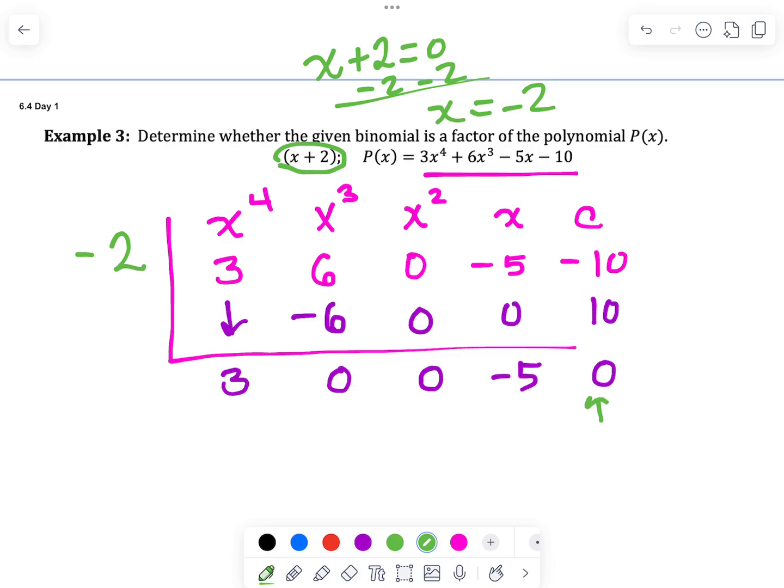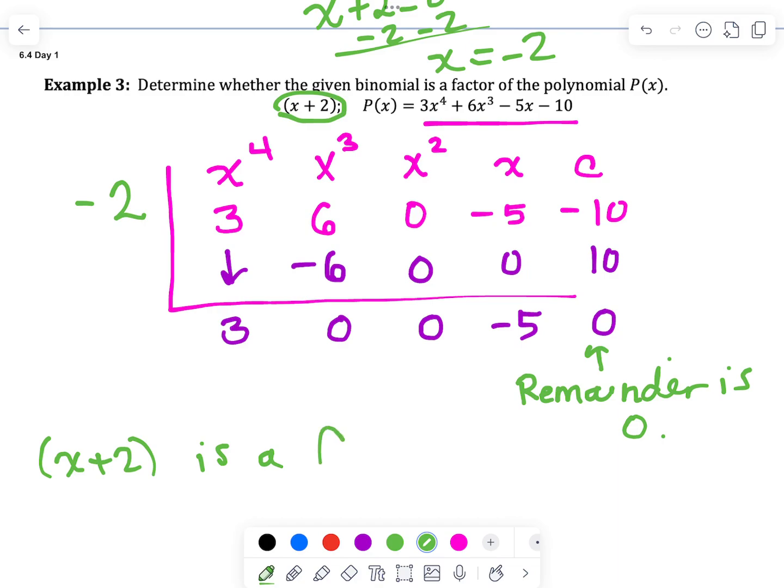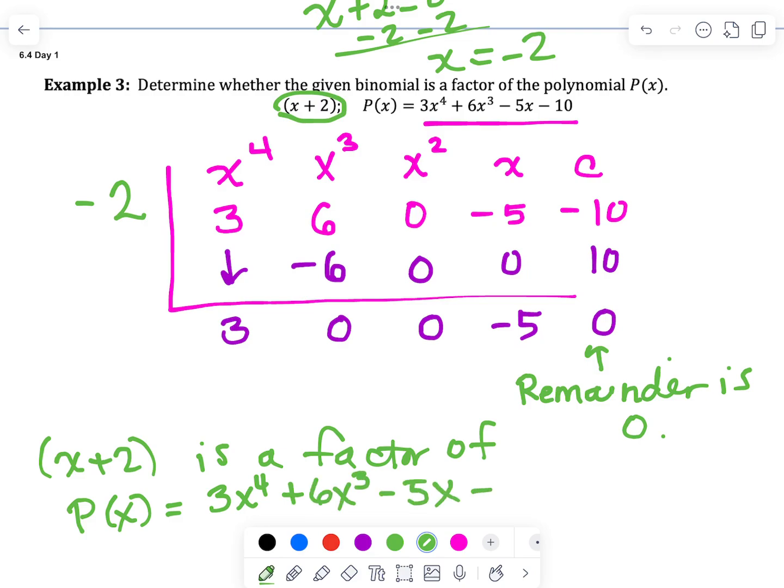Notice this time the remainder is 0. So what that tells us is that this is a factor. X plus 2 is a factor of the polynomial, because the remainder was 0.